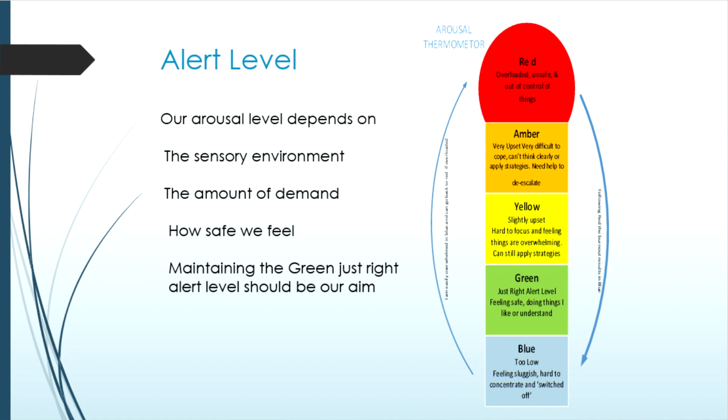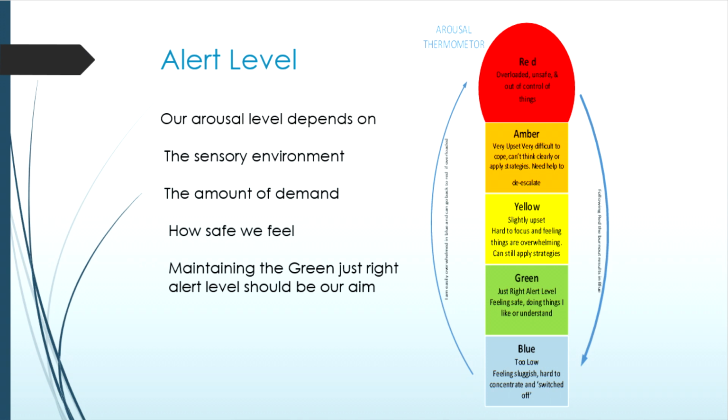By the time you start moving into the amber phase, you're not holding it together. You're having great difficulty coming up with strategies. You probably need help from somebody else to get your arousal level down. And it's quite easy to move from that yellow, I'm not in control stage, into the red.